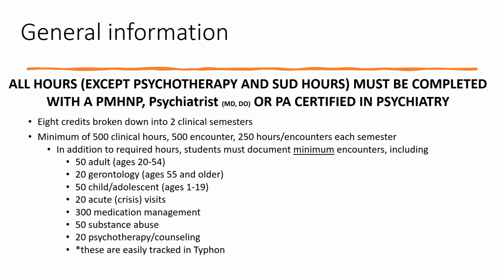Again, remember, it's a minimum of 500 clinical hours, 500 encounters broken into semesters divided up, so 250 hours and encounters each semester. So in addition to those required hours, you must document the minimum encounters of seeing 50 adult patients, those are the ages, 20 gerontology patients, those are people greater than 55. You have to have at least 50 child and adolescent visits, 20 acute crisis visits.